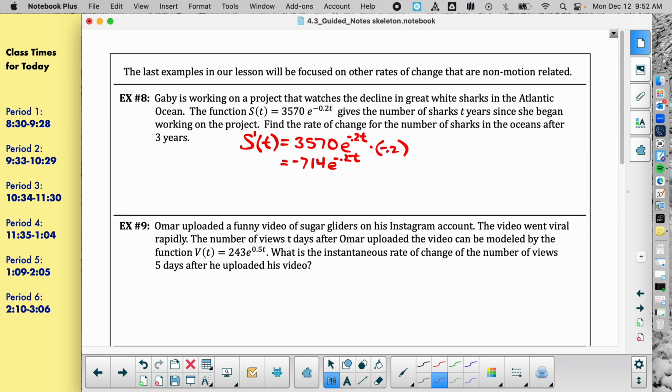Jake, what do I do from here now that I have the derivative? You just plug in 3. Perfect. That'll tell you the rate of change 3 years after it was recorded. So we've got negative 714 e to the negative 0.2 times 3, which you would not be expected to do in your head. I wonder if this whole section is calculator allowed, and that's why there's not a picture on each problem. Whatever that comes out to be is the answer.